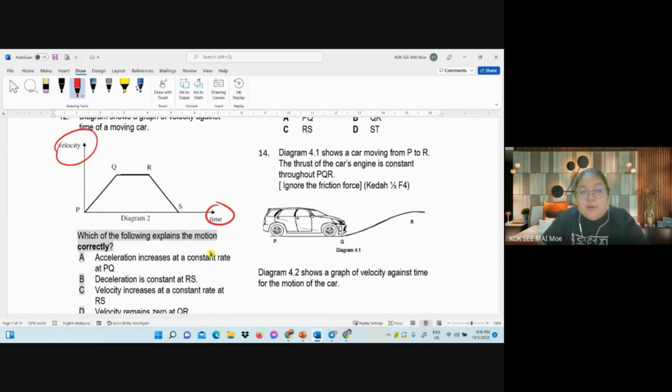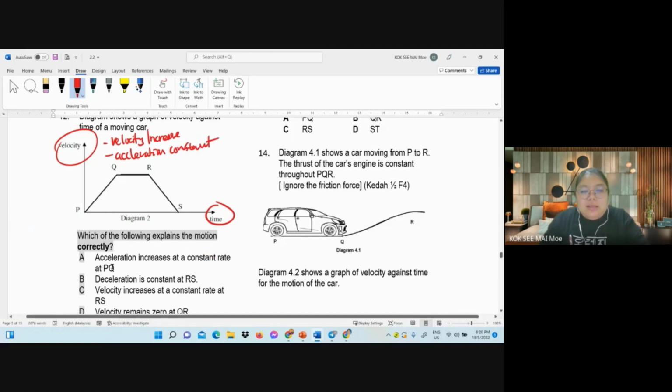That means P to Q, if you want to explain, we just mention velocity increase. Okay, then we just mention acceleration constant. Normally when you see the graph, we're going to explain now. So you check acceleration increase, so out already. Where is the acceleration increase? Only velocity increases at PQ. Okay, B, deceleration constant RS. Yes, this part is indeed a deceleration and also constant.